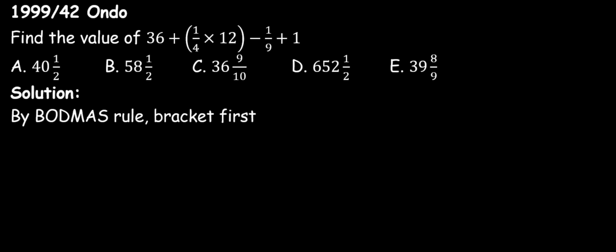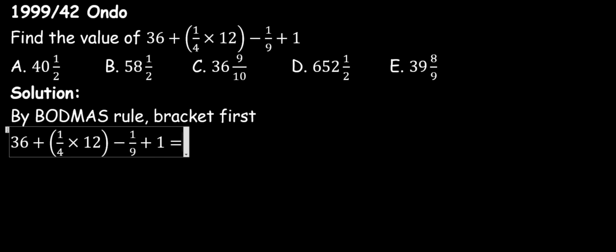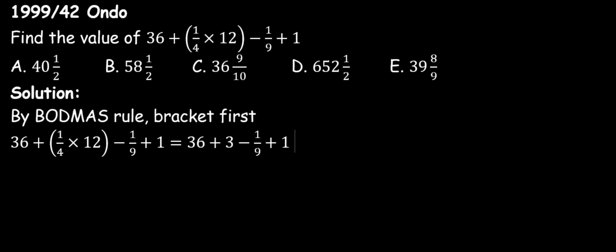That's to say, in our given problem, we should work on the bracket item first, which will give us 1/4 of 12, which is the same thing as 3. The 4 cancels out with 12, and dividing 12 by 4 gives you 3. So our result is why we have 36 plus 3. The whole bracket item will reduce to 3. Then minus 1 over 9 plus 1.